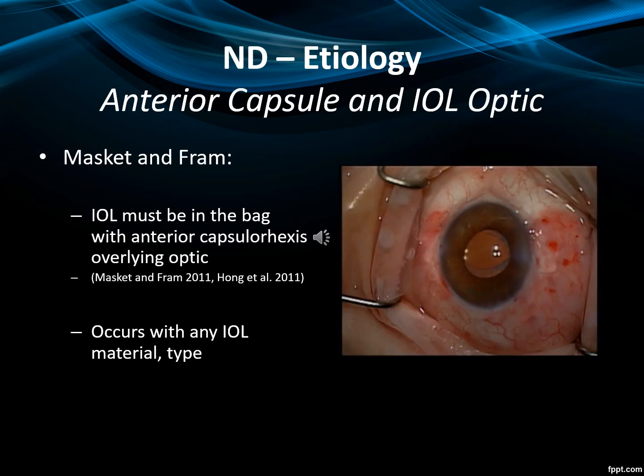Sam Masket and Nicole Fram have done a lot of work in this field, and they strongly believe that this occurs because the lens is in the capsular bag and has an overlying anterior capsule rhexis edge. They believe that it has to do with the light rays as it hits the capsule on top of the optic and therefore causes the scatter to create the shadow. They also concluded that this shadowing can occur with any type of lens and not just acrylic lenses.